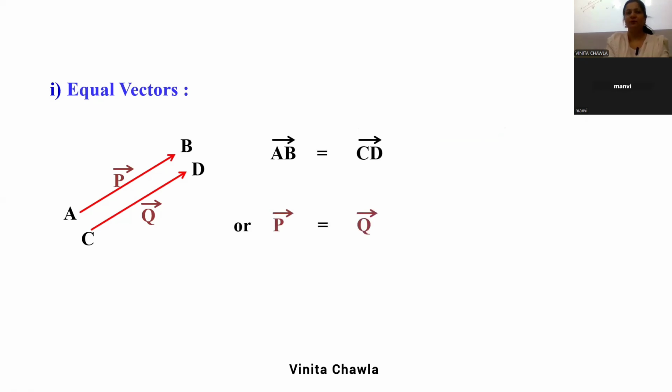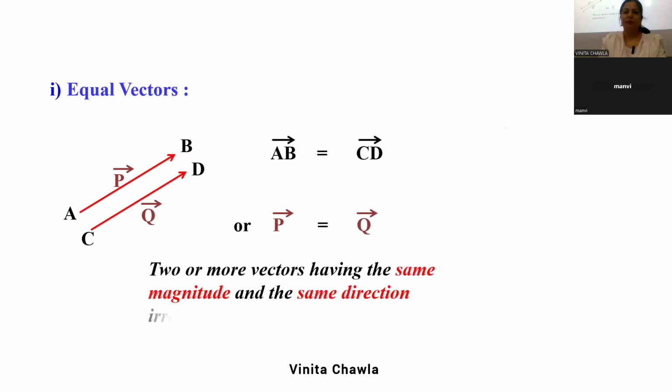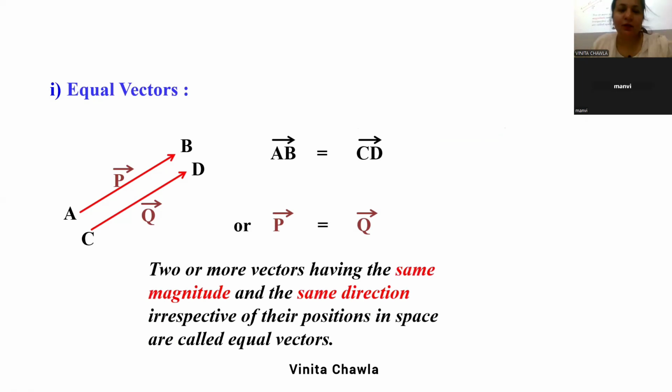Okay. So this is equal vectors here. Two or more vectors having the same magnitude and the same direction, irrespective of their positions in space, are called equal vectors.